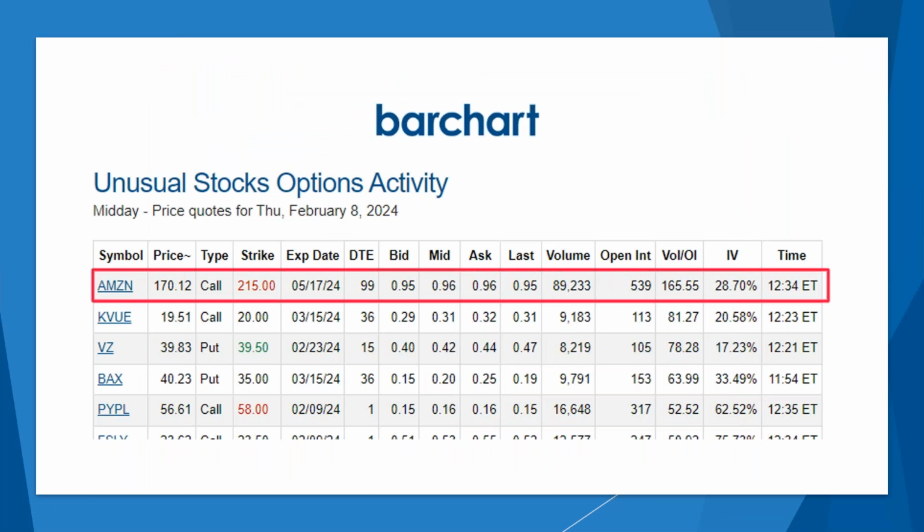All right, here's another example. This is from February 8th. This is Amazon. And so let's look at the details of this trade, okay? So we have Amazon trading at $100.70. This is a call, and the strike is the 215 strike.